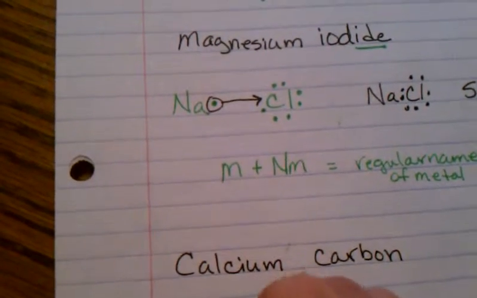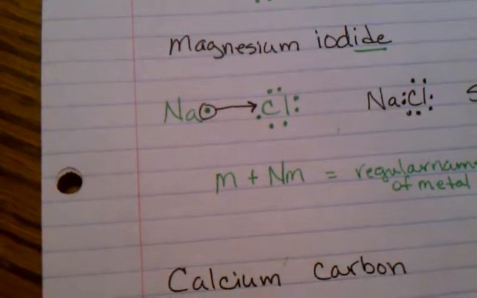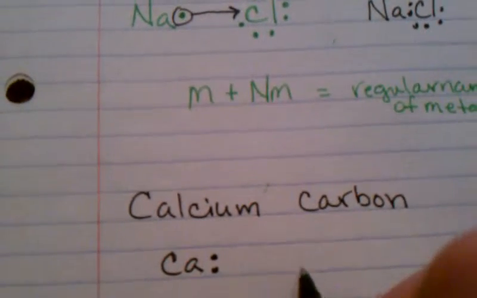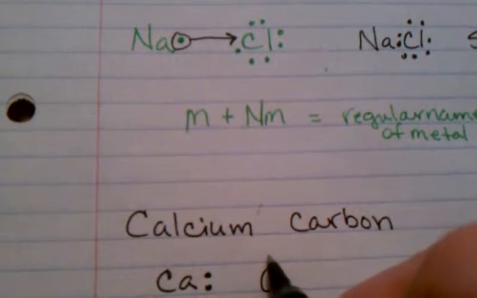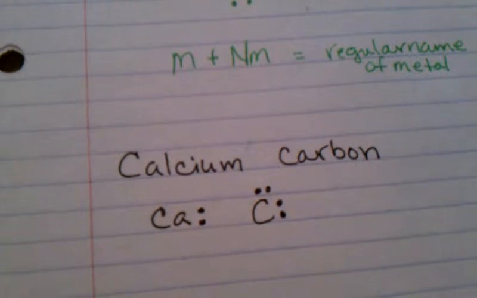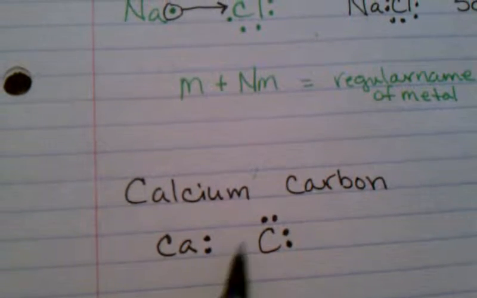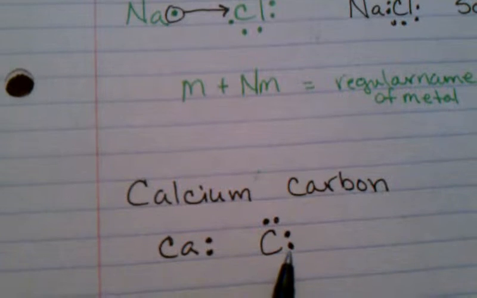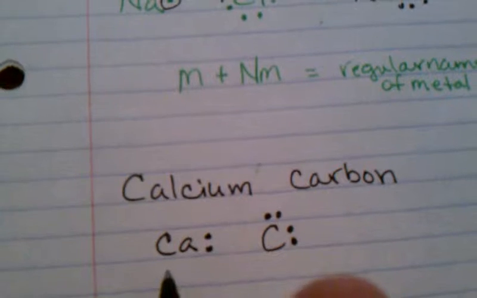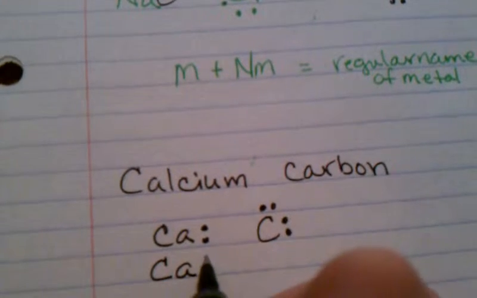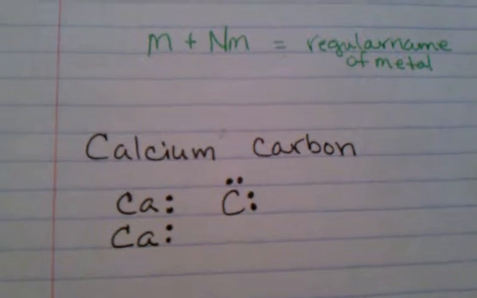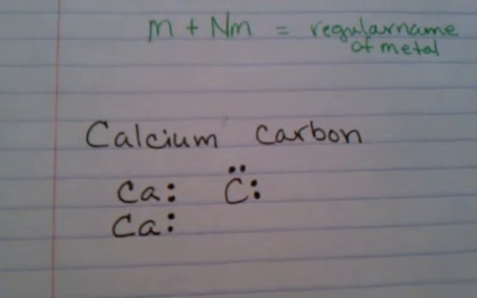Calcium is Ca. It's in group 2, so it has 2 valence electrons that are available to carbon. Carbon is in group 14, so it has 4 valence electrons. Uh-oh, that's not enough, is it? Because 1, 2, 3, 4, 5, 6. So, before this can happen, I have to have another calcium hanging out. This is the law of conservation of mass, and this is also one way that you can balance equations.